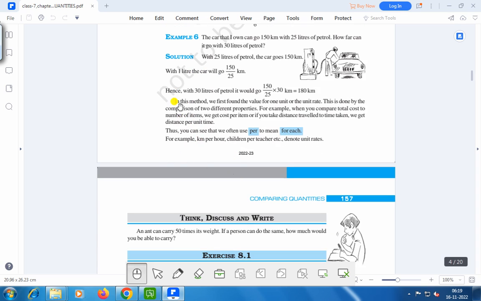Here you see, in this method we first found the value for 1 unit or unit rate. This is done by the comparison of two different properties. For example, when we compare total cost to number of items, we get cost per item, or if we compare distance to time taken, we get distance per unit time. Thus, we can see that we often use per to mean for each. For example, kilometer per hour, children per teacher, etc. to denote unit rates.